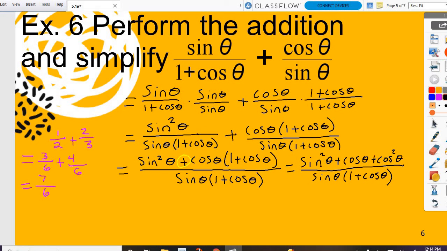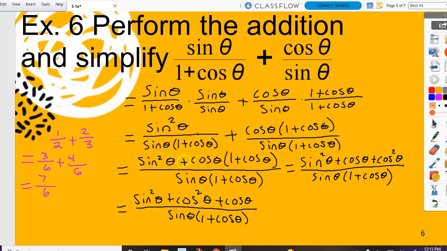So now, what do we notice about the top? There's a sine squared and a cosine squared. So I'm going to rearrange that so that those two things are by each other. And we're allowed to do that because it's all addition. And what does sine squared plus cosine squared equal? 1. And that's why I said that's one that we need to memorize because it pops up a lot. So this part right here just equals 1. So again, we can substitute a 1 there.